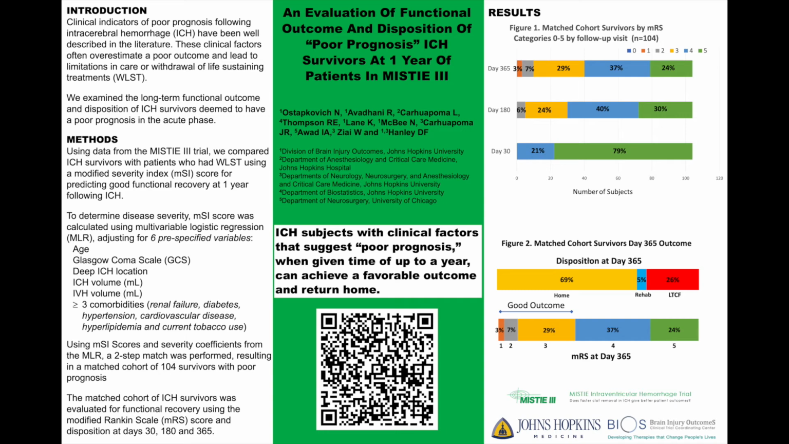Taking a closer look at day 365 in Figure 2, 69% of patients who, based on disease severity at 30 days, were considered to have a poor prognosis were living at home. Of the 72 patients living at home by day 365, 56% had achieved a Rankin of 0 to 3, which we consider to be a good outcome. Rankin 0 to 3 means that they are independent of activities of daily living, could walk alone or with a walker or cane, and could be left on their own for at least 8 hours a day.